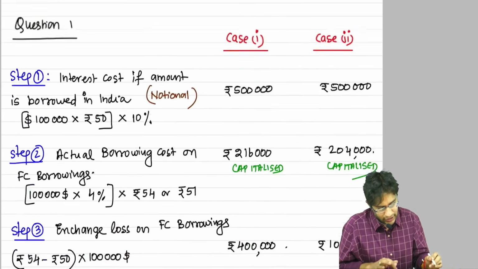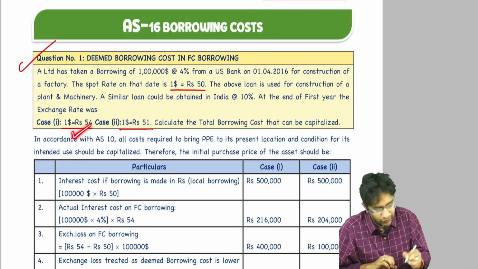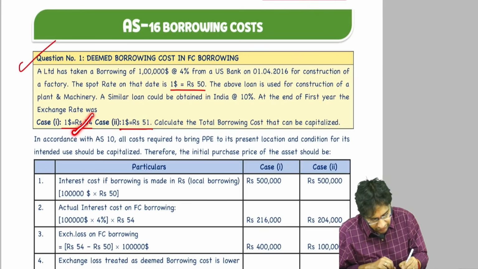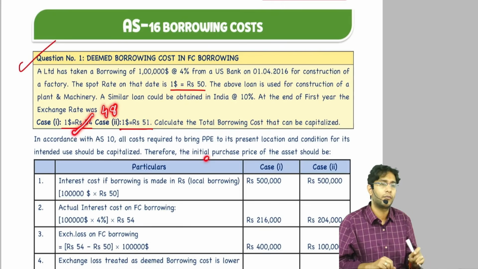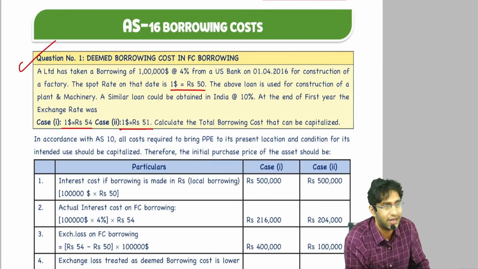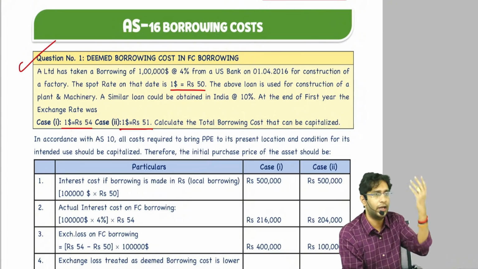Sir, if you ask me, in this sum, by the end of first year, it became 54, it became 51. I suffered loss. Sir, what if it becomes 48? That means you are not having exchange loss, you are having exchange gain. Nothing you have to do. Again, happily take it up to P&L account.